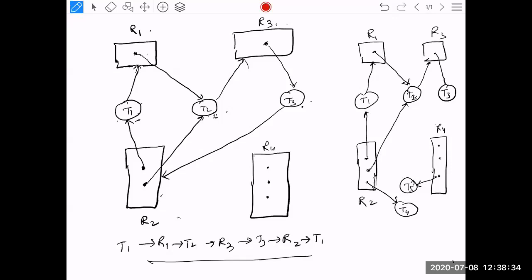Okay, now what about this situation? First thing, this is the same, but what I did is I added 2 more threads, T4 and T5, and I added another instance to R2.